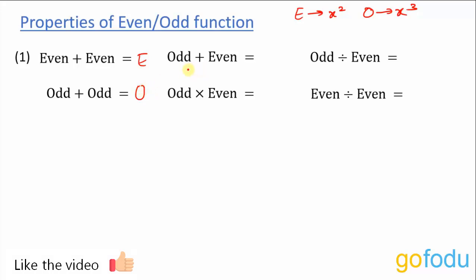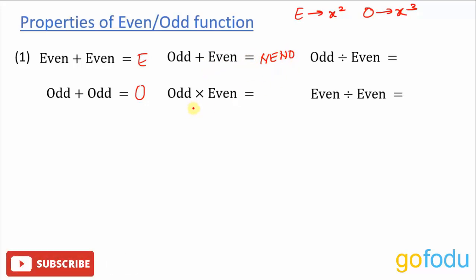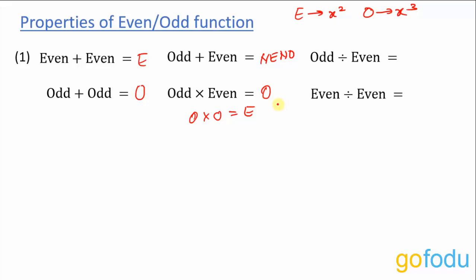Sum of an even and odd function is neither even nor odd. Odd function multiplied by even function, x square into x cube is x to the power 5. This will be odd only. Odd function multiplied by odd function will be even. Odd into odd will be even. Odd divided by even will be odd only. Even divided by even will be even only.